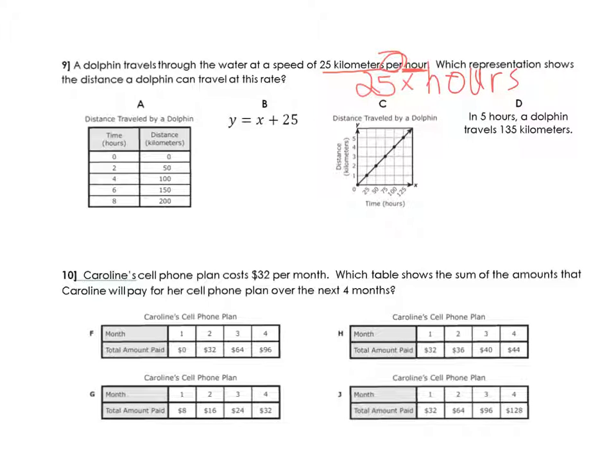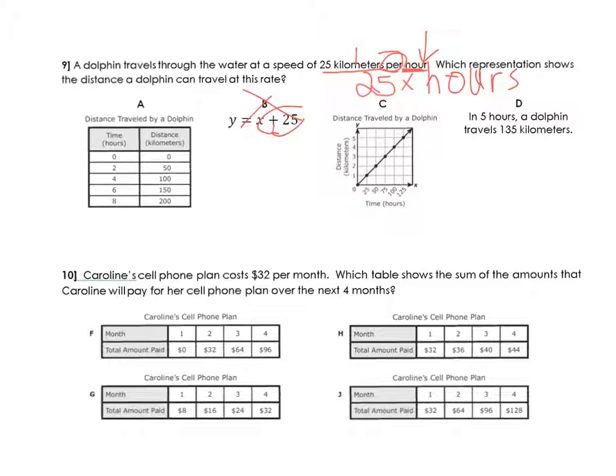When I look at B, that catches my attention first because I can see that this equation is clearly adding 25, and that is not what we are doing here. So B, I can eliminate. When I look at C, I see 25 and 1 on the graph, but it should be 25 kilometers per 1 hour.